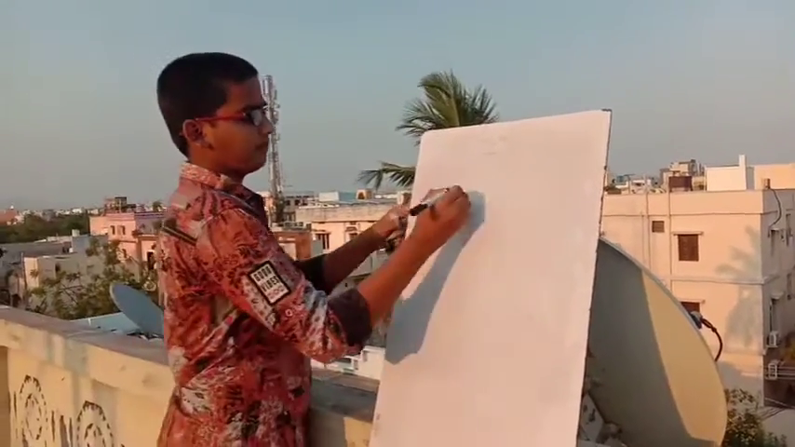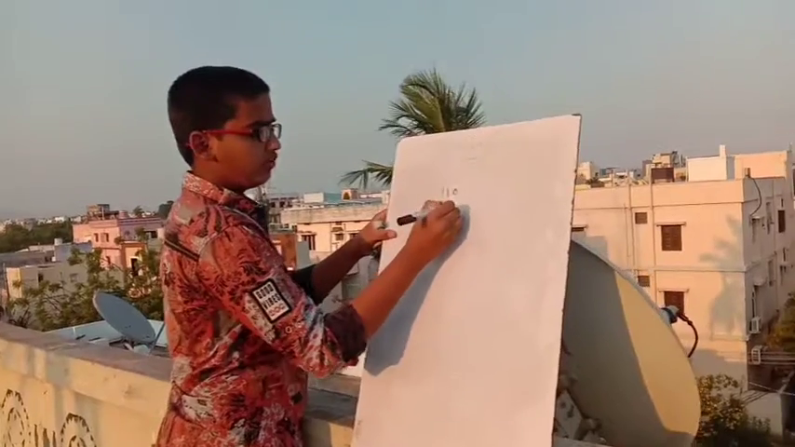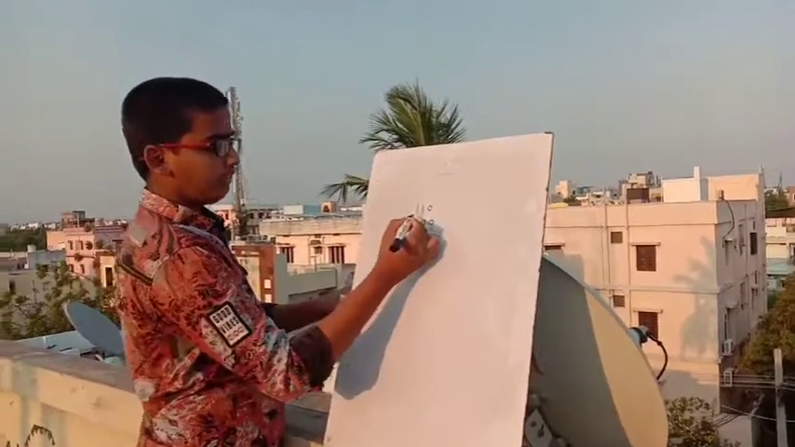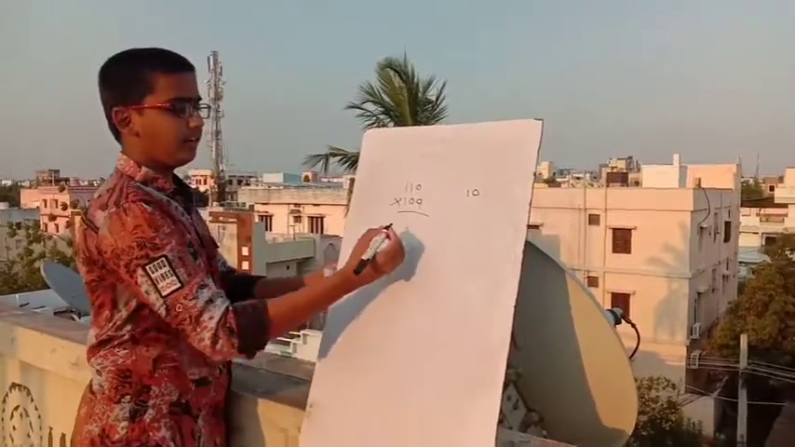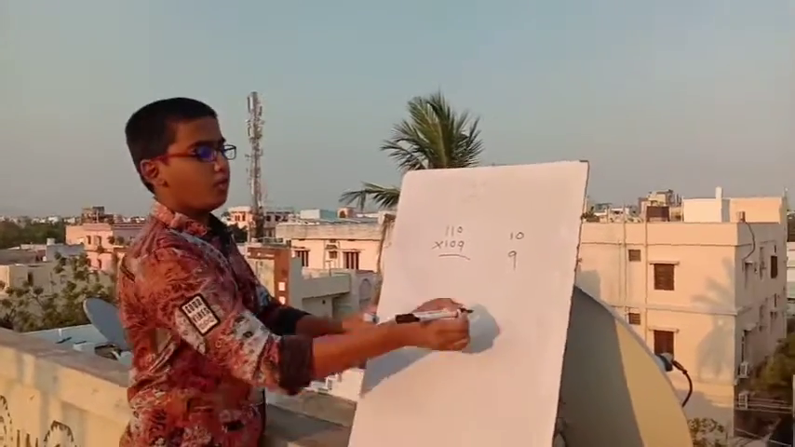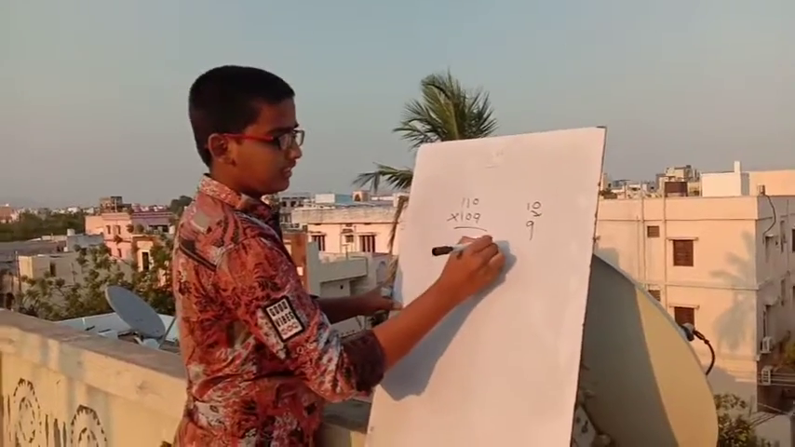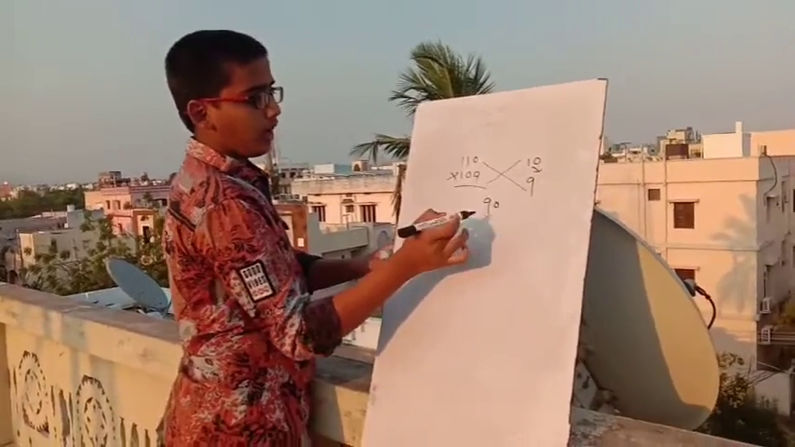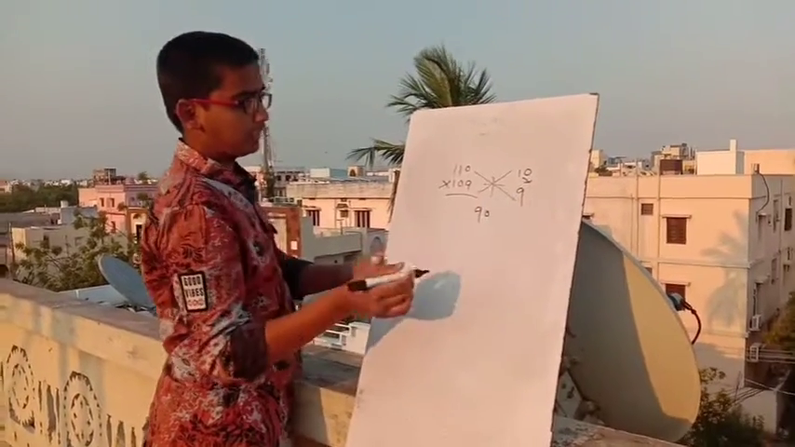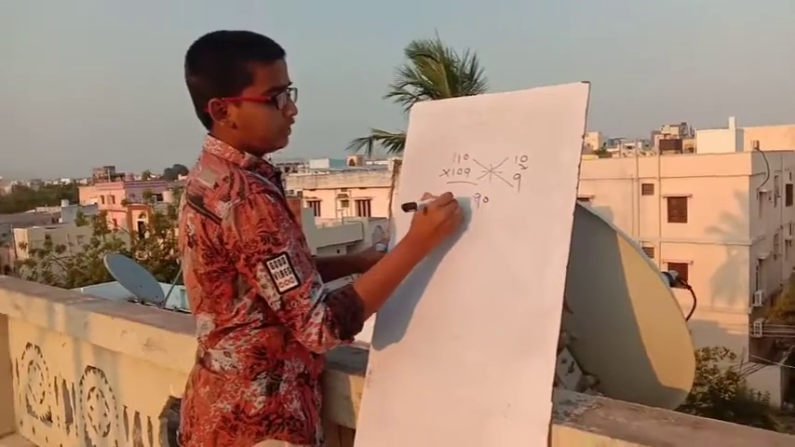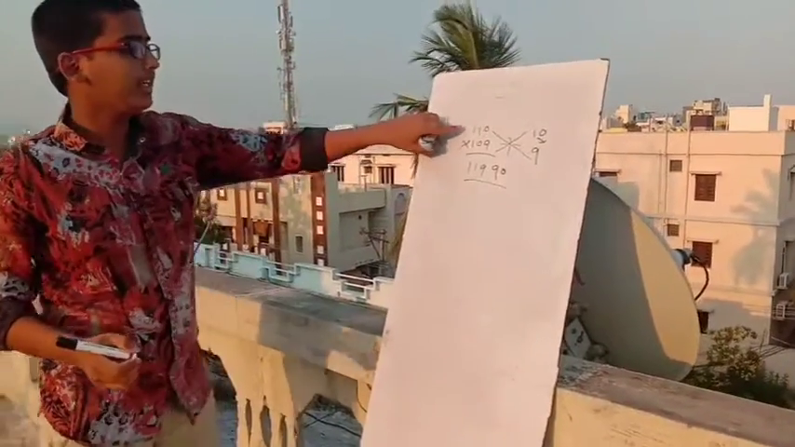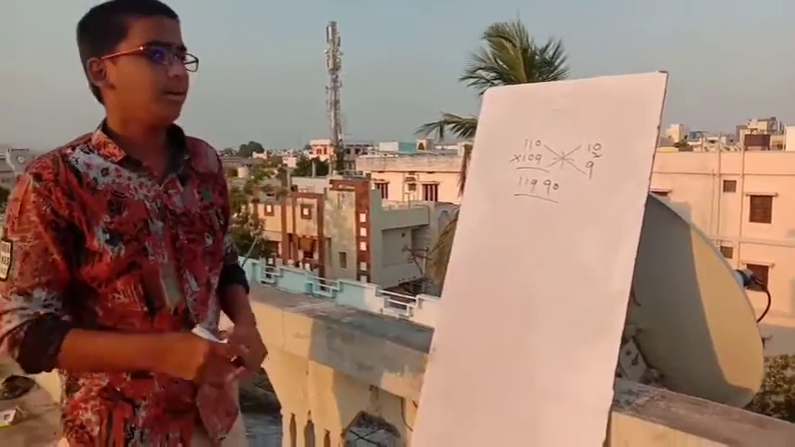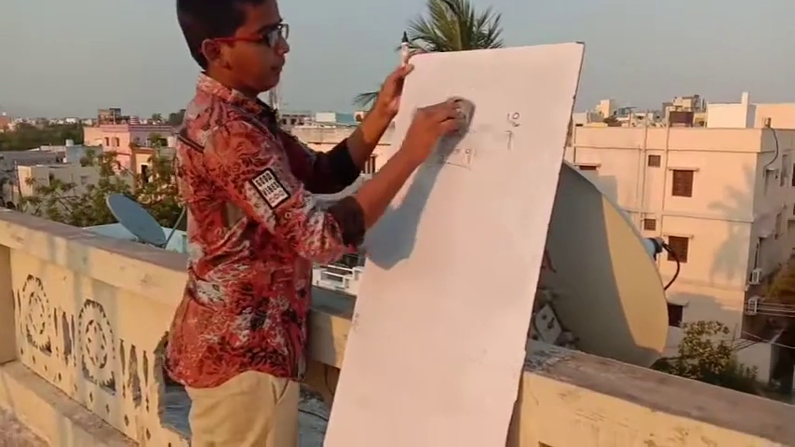So again we will see another number: 110 into 109. Multiply these two numbers. 110 is 10 more than 100 and 109 is 9 more than 100. We first multiply these two, and the answer is 90. Now we have to add, not multiply, either these two or these two. So 110 plus 9 is equal to 119. The answer is 110 into 109 is equal to 11990.